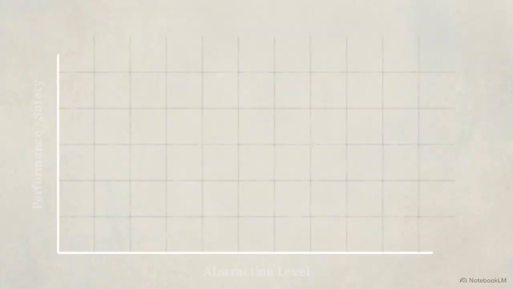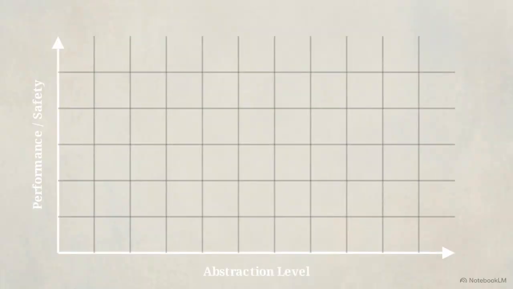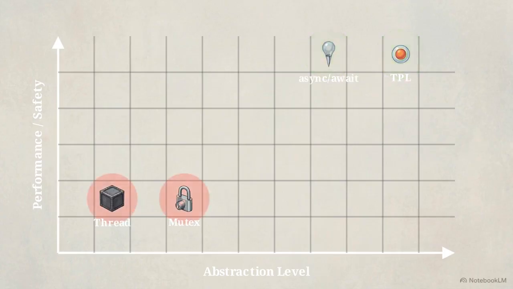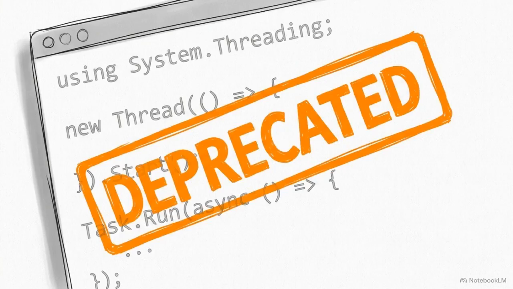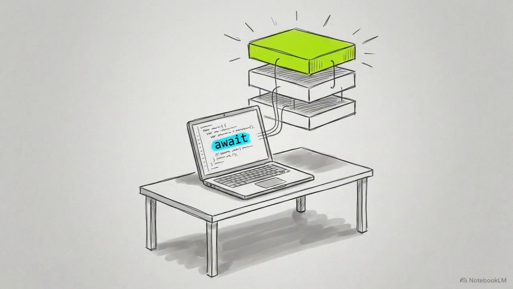This matrix maps tools by abstraction and performance. Raw threads and mutexes sit at the high-risk end. TPL and async await occupy the high-performance zone. Today, use interlocked for atomic math, async await for I/O, TPL for iteration, and concurrent collections for shared state. While legacy low-level tools remain available for specific OS integrations, they are no longer the standard for implementing business logic.